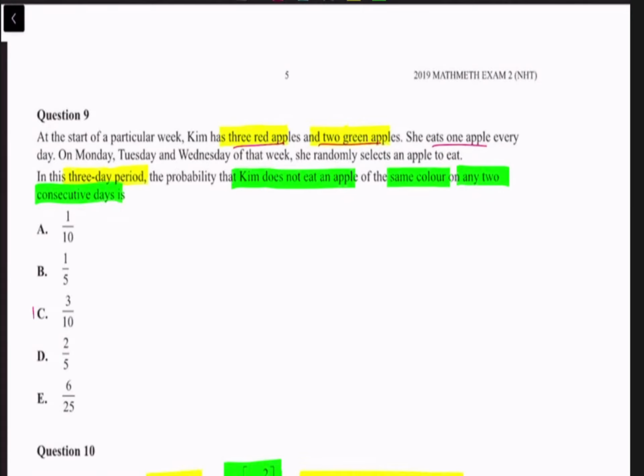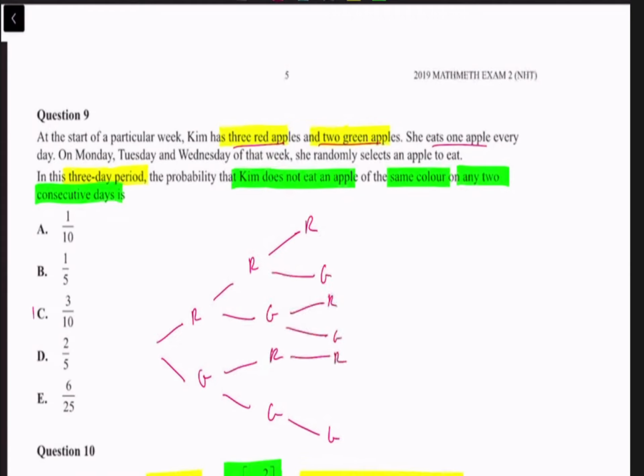To help visualize, you would draw a tree diagram. So she could eat 3 reds or 3 greens. She could eat green here, red here, red, green. This is getting a bit squished, but yeah.